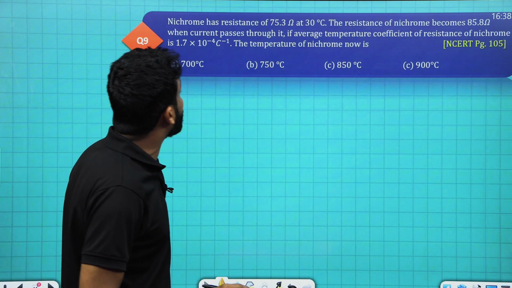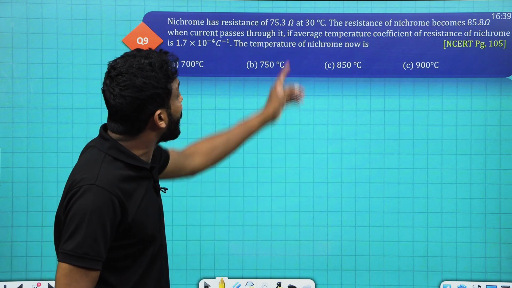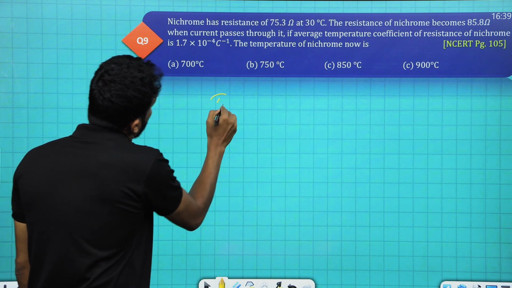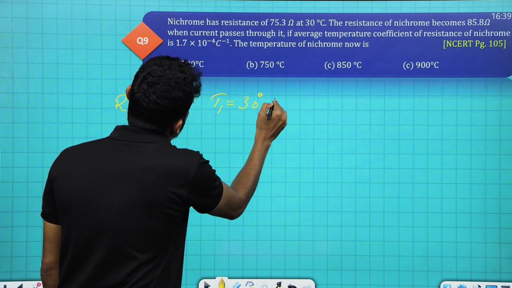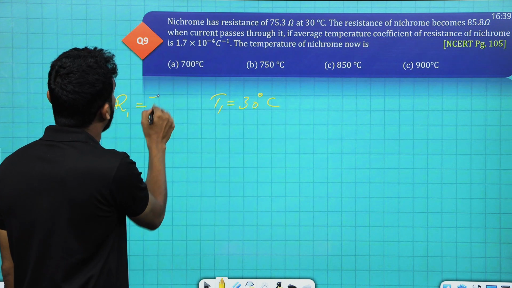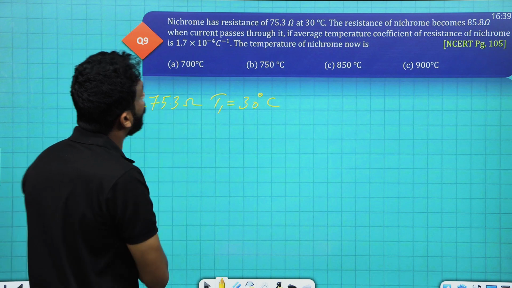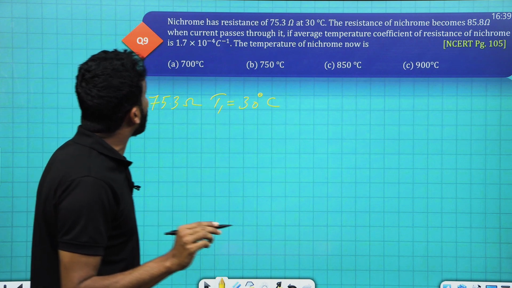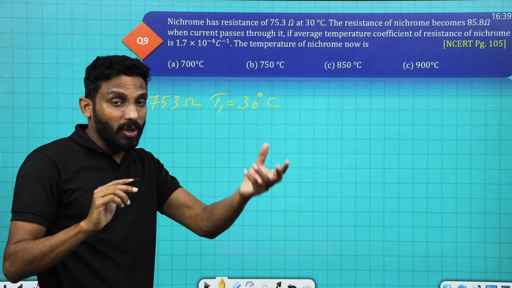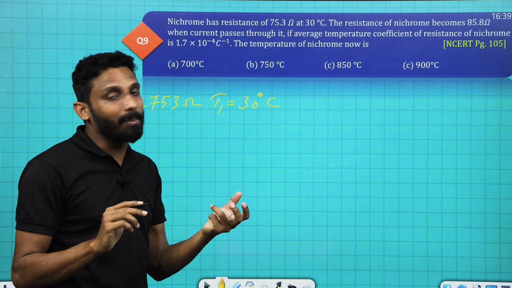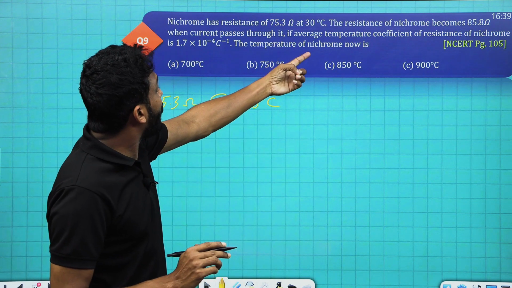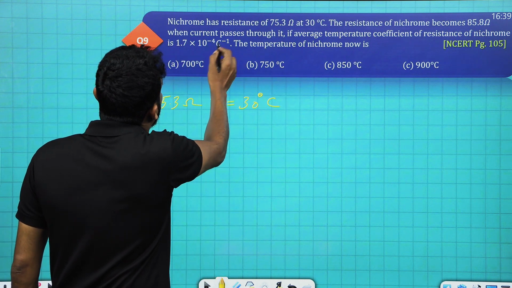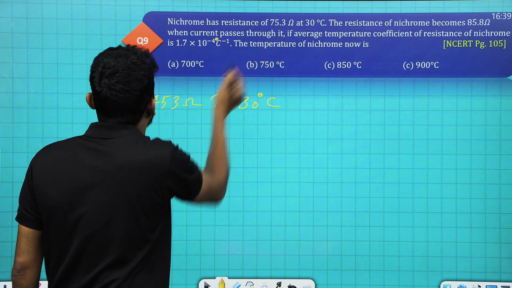Nichrome has a resistance of 75.3 ohm at 30 degrees C. At temperature T1, represented as 30 degrees Celsius, the resistance of the nichrome wire is 75.3 ohm. The resistance of nichrome becomes 85.8 ohm when current passes through it. When current passes through it, its temperature is increasing. If the average temperature coefficient of resistance of nichrome is 1.7 into 10 power minus 4 per degree Celsius.